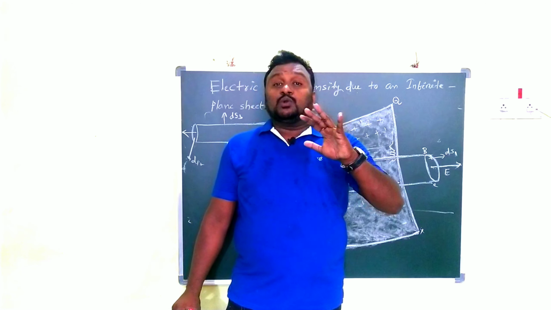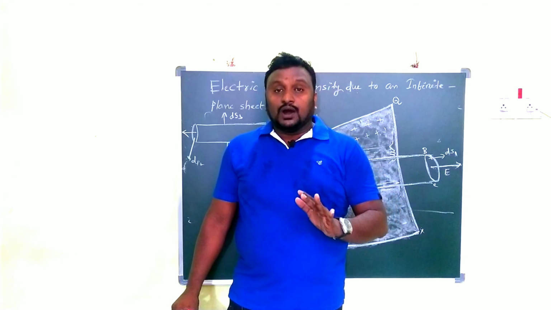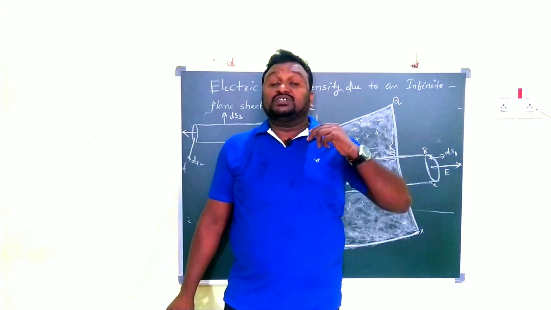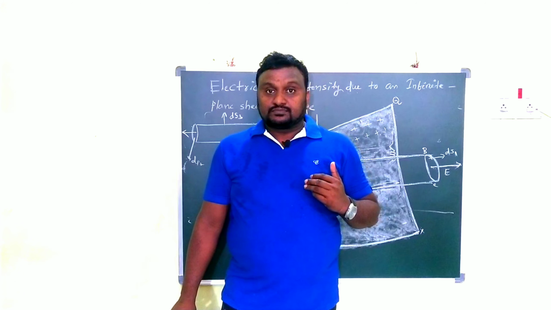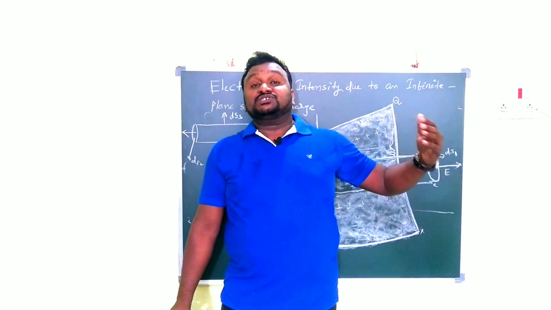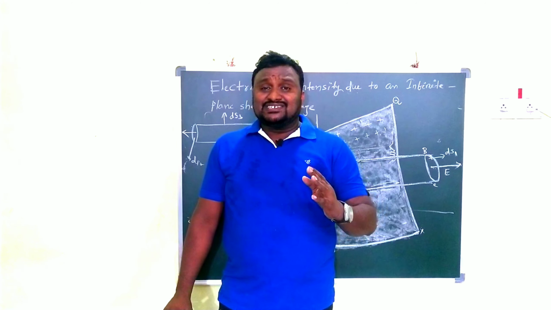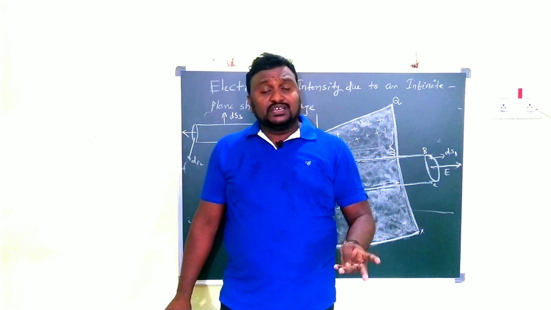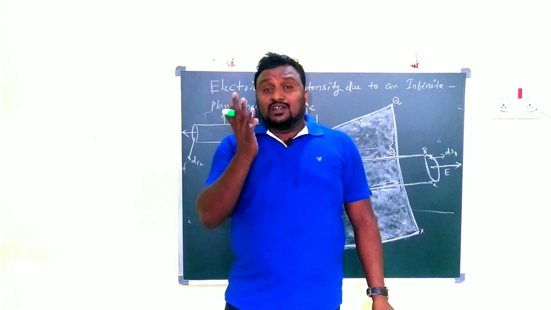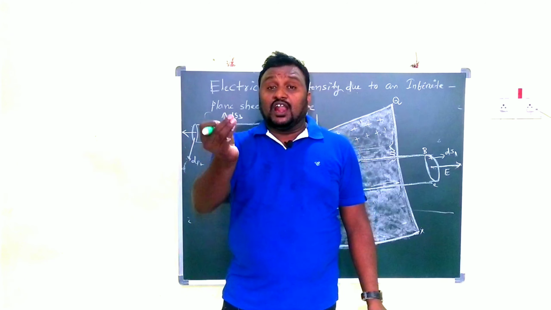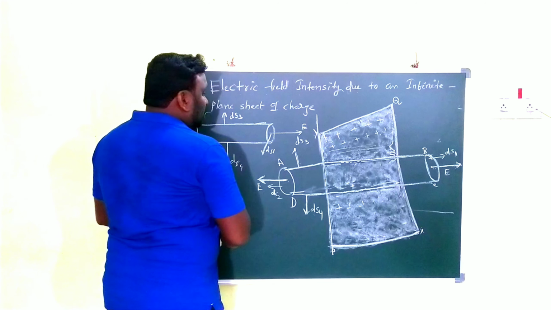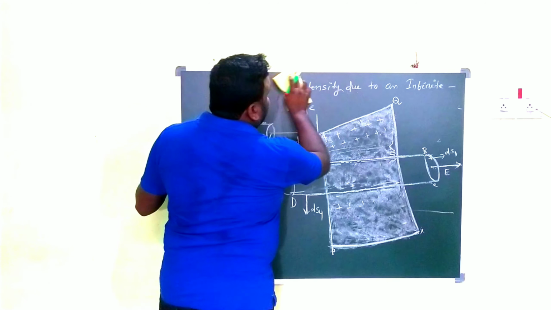In this case you have to observe how ds1 and ds2 are with respect to the electric field direction, and how ds3 and ds4 are. You have to compare the directions of ds1 and ds2 with the direction of the electric field, and compare the direction of ds3 and ds4 with E. So let us check here. I am showing it clearly again.